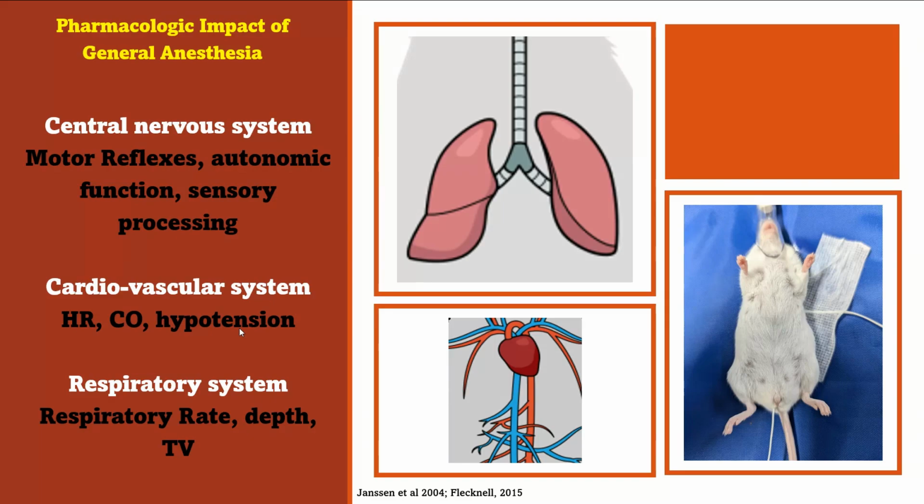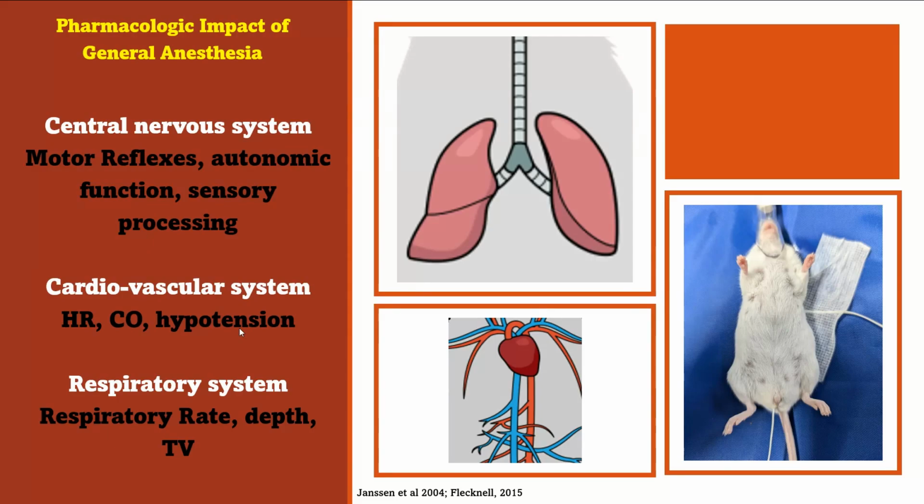Likewise, with regards to the cardiovascular system, under anesthesia, the heart rate reduces, the cardiac output plummets, and thus the animal experiences hypotension. In a similar fashion, the respiratory rate also drops along with the respiratory depth, and thus the animal experiences reduced tidal volume. Specifically, whenever respiratory depression happens during anesthesia, the animal is at a greater risk of developing hypoxemia.